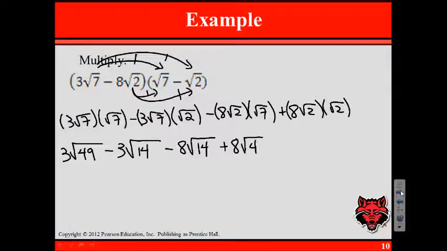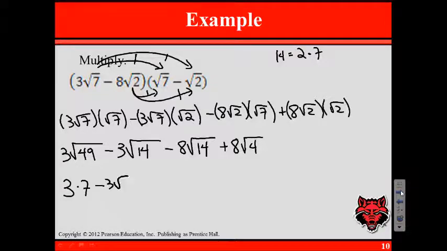Let's break down any square roots that we possibly can. Starting with the first term, the square root of 49 is 7, so this becomes 3 times 7. Now, because we have square root of 14 twice, I'm just going to write the prime factorization of 14 at the top of the page, which is 2 times 7. Because we don't have any pairs of identical factors, it will not simplify. So we will just keep those terms as the square root of 14.